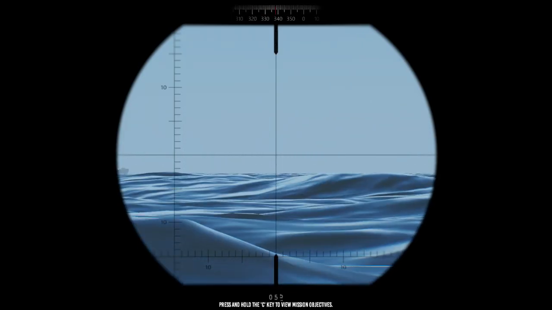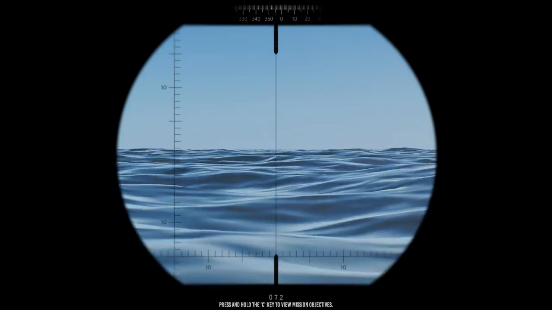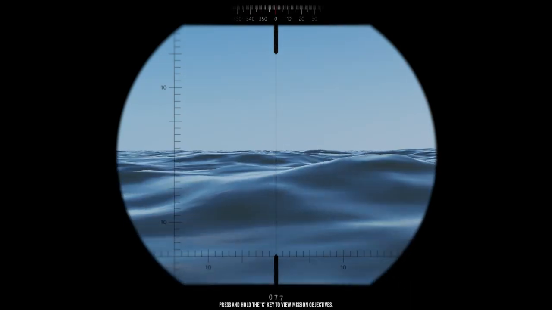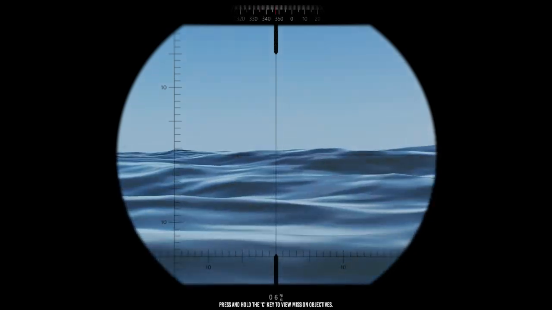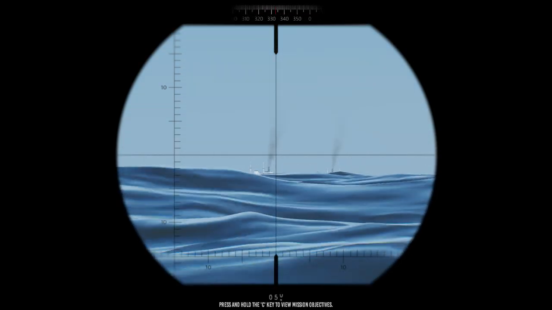We've dived now, and we are approaching the targets. You can see we're on a course of 077. That's the reciprocal of the target's course that we determined. So we're moving parallel and moving toward the target.